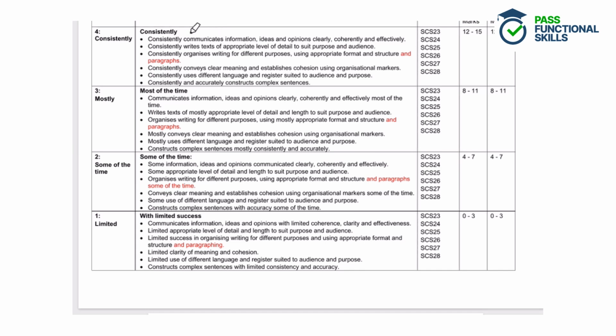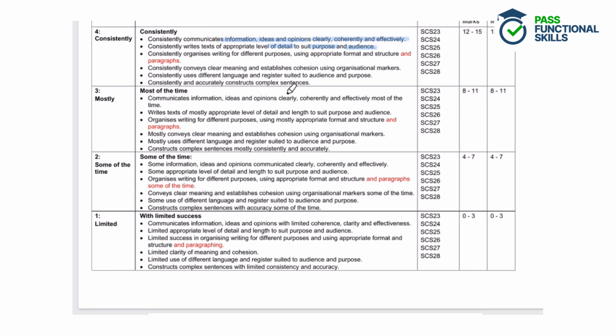So a really good answer will communicate information, ideas, and opinions clearly, coherently, and effectively. So that means that your answer has to be easy for the reader to understand. We have to consistently write an appropriate level of detail to suit purpose and audience. So we need to think about why we are writing, what is our purpose, and the audience we are writing for, and then we need to include details that are going to be tailored to them. So we need to be focused on the purpose and audience throughout our writing.